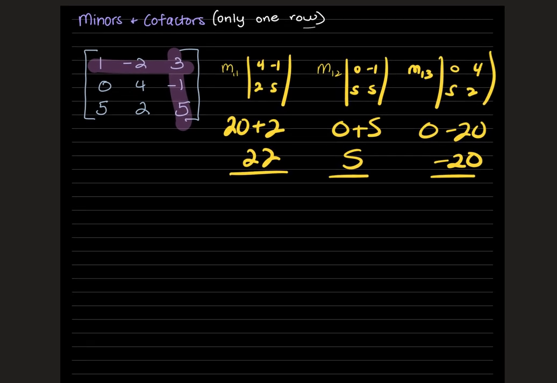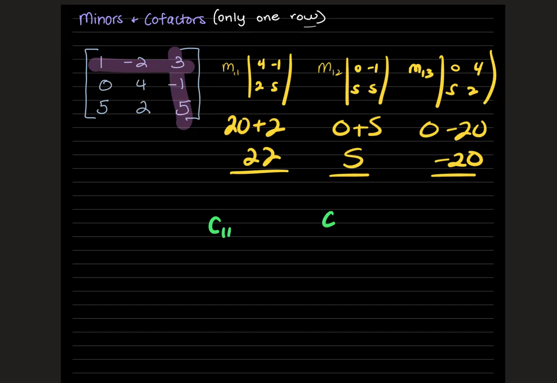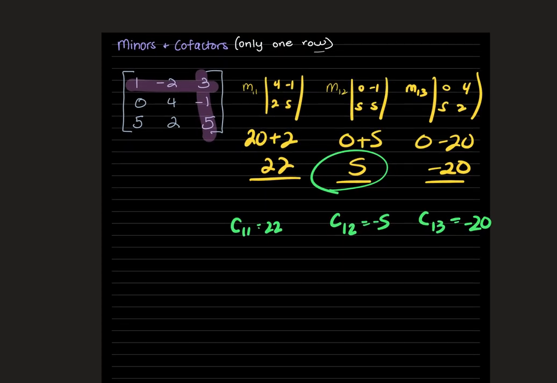Then for cofactors, which ones do you change sign on, if I'm only doing the top row? Just the middle one. So 22 stays 22, 5 becomes negative 5, and negative 20 stays negative 20. Questions on that one?